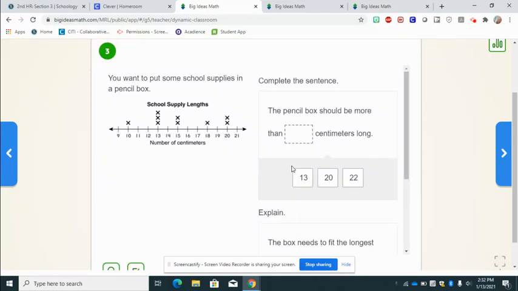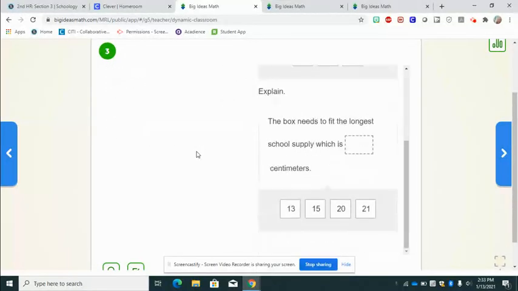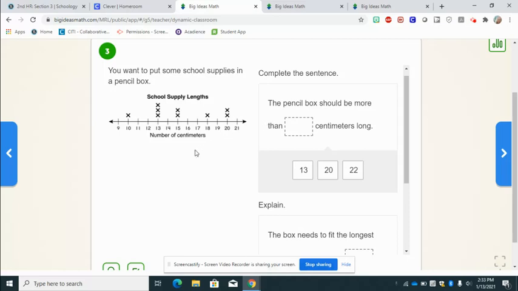All right, you want to put some school supplies in a pencil box. So here's our school supply lengths, and they are measured in number of centimeters. So we're going to put some school supplies in a pencil box, but the school supplies were measured, and these are how long each of the school supplies were. 1 was 10 centimeters, 3 were 13 centimeters, 2 were 15 centimeters, 1 was 18 centimeters, and 2 were 20 centimeters. So how long does our pencil box need to be? The pencil box should be more than blank centimeters long.